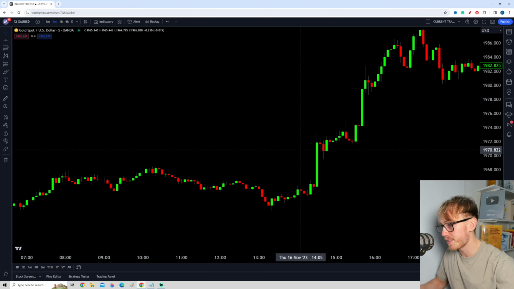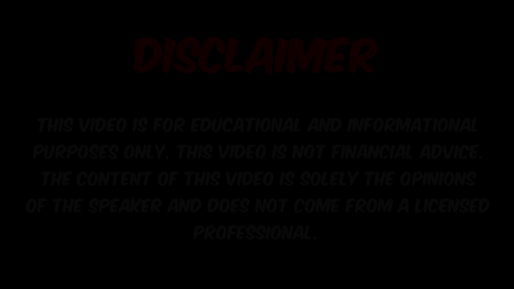So the very first thing you want to do is to open up a clean chart in TradingView. Right now, as I'm speaking, I'm looking at gold on the 5-minute time frame. And the time frames I recommend for this strategy are either 1 minute, 5 minute, or 15-minute time frame.